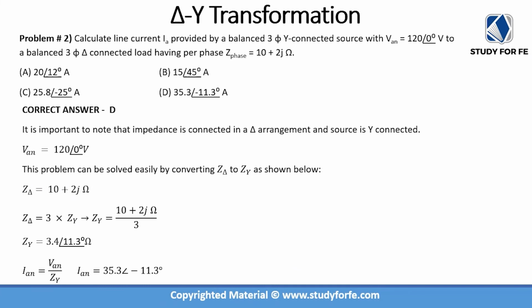So the final step is to simply make use of Ohm's law, because we have a Y connected source and a Y connected load. Your IAN is equal to VAN divided by ZY. So IAN ends up being 35.3 with a phase angle of minus 11.3 degrees, and this is in amps. Without doing this transformation, the problem would have been much more difficult. We would have had to go through more complicated mathematical equations and make use of the phase angles and whatnot. So it's easiest, as I mentioned, to transform the load and the source into a Y network, because then you can simply make use of Ohm's law.